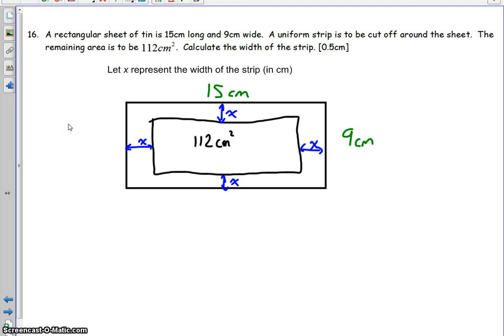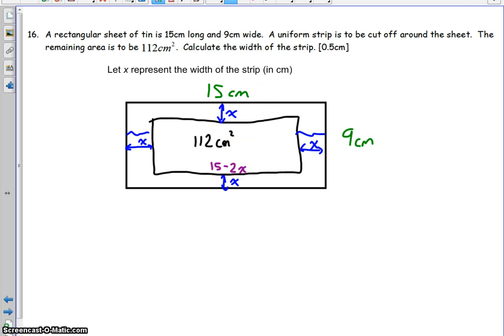Okay, so what we're told is that the remaining area, so the area of the inside rectangle, is going to be 112 square centimeters. So the question is, how can we find the area of that inside rectangle? Well, again, let's use the dimensions of the entire rectangle and look at what was cut off. So from the original sheet of tin, we had 15 centimeters of length, and we're cutting off x on one side and x on the other side. So what's left over is going to be a length of 15 minus twice whatever x is. So 15 minus 2x is going to be our length.